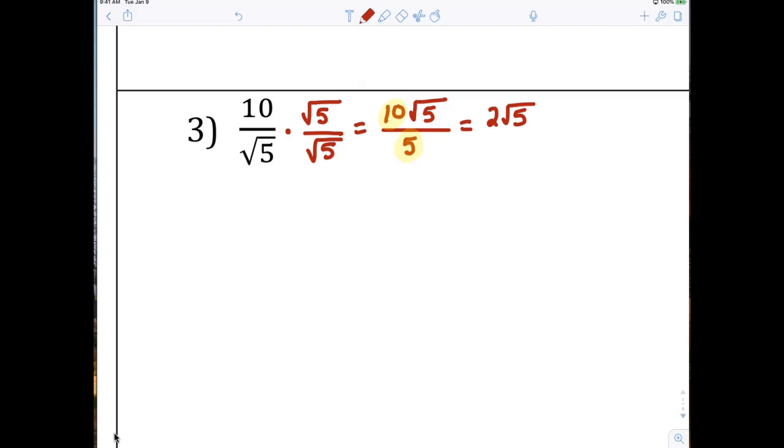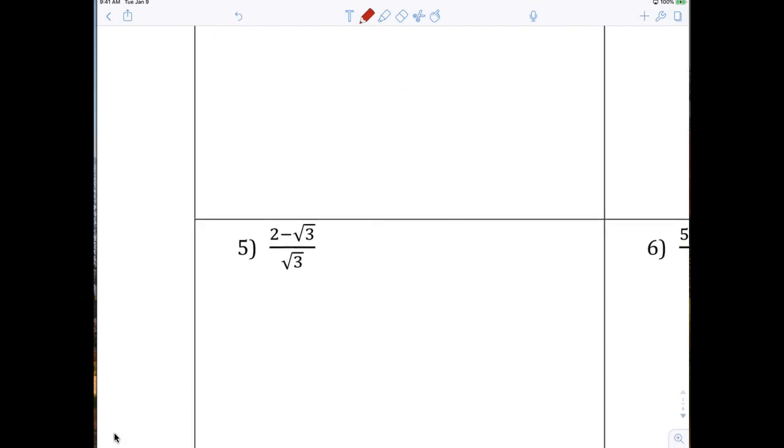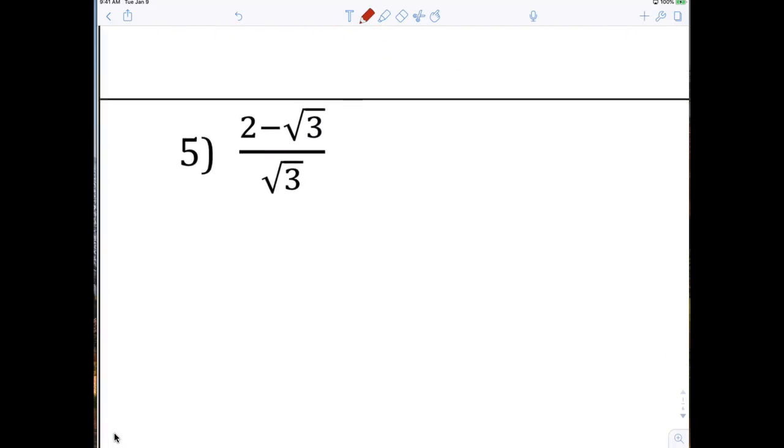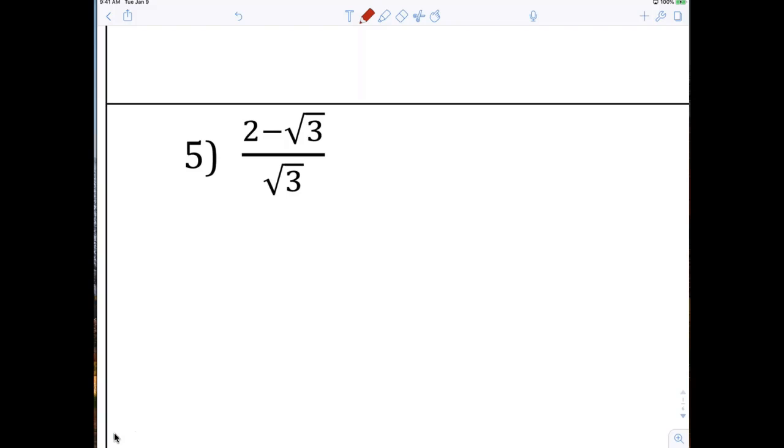Anybody have any questions? Again, very simple, just rules. So now we're looking at question number 5. Now what we're going to do is multiply the top and bottom by radical 3. This one's a little bit different because you have to distribute the radical 3.